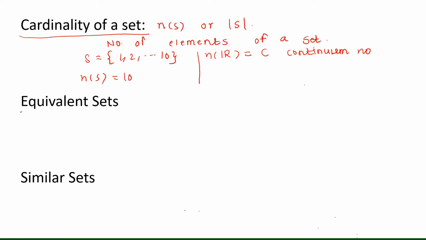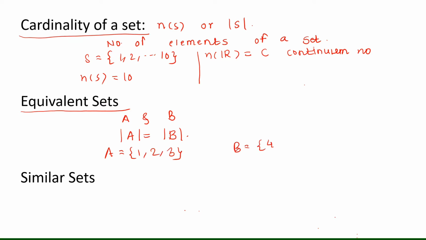Let's see what are equivalent sets. So, two sets A and B are said to be equivalent sets if mod of A is equal to mod of B. So, suppose A is 1, 2, 3 and B is 4, 5, 6, then even though the elements of the two sets are different, since the cardinality of the two sets is the same, those are equivalent sets.